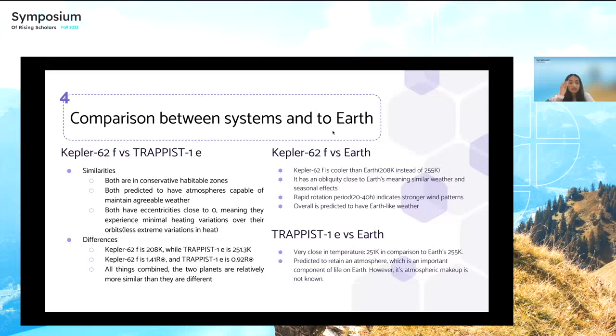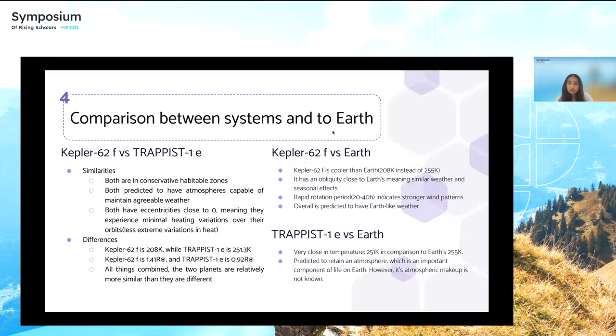Their differences are that they have varying temperatures and varying radius or size of the planet. However, all things combined, the two planets are relatively more similar than they are different. Kepler-62, compared to Earth, is cooler at 208 Kelvin instead of 255 Kelvin. It has an obliquity close to Earth's, however, meaning similar weather and seasonal effects. It also has a rapid rotation period, 20 to 40 hours, which indicates stronger wind patterns, and overall is predicted to have very Earth-like weather.